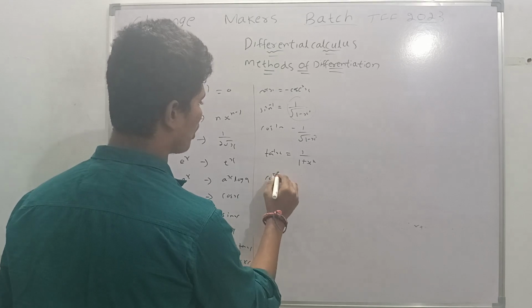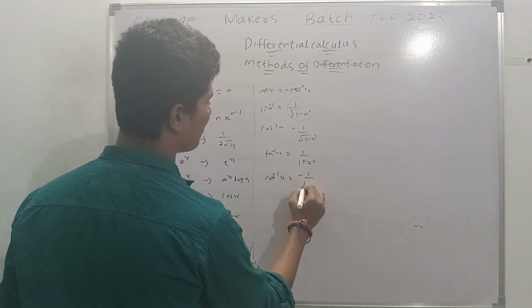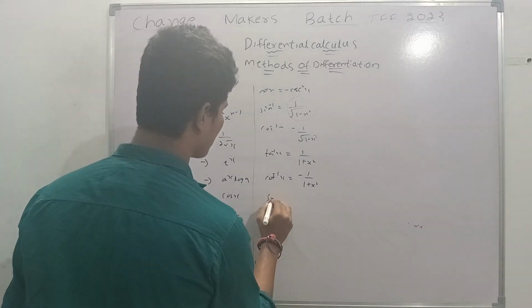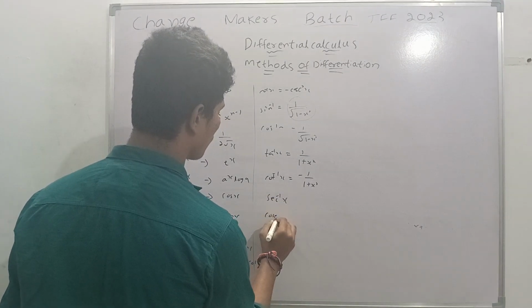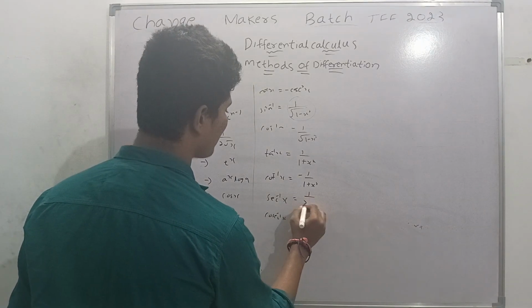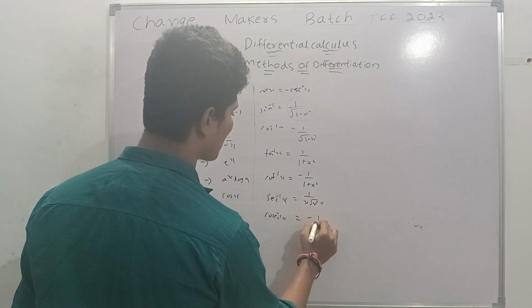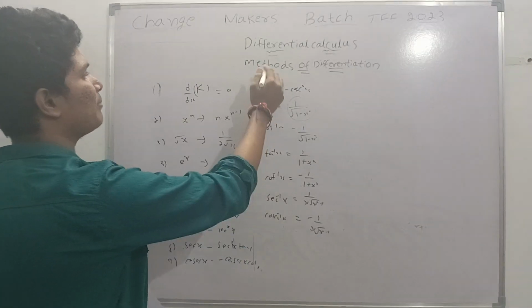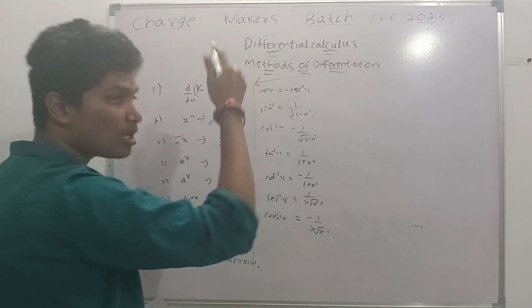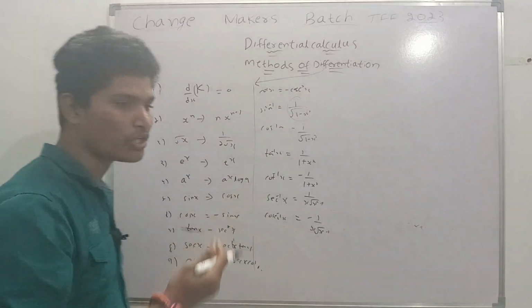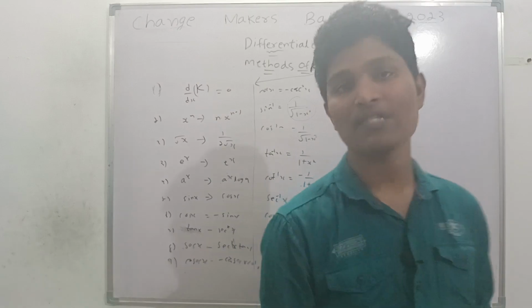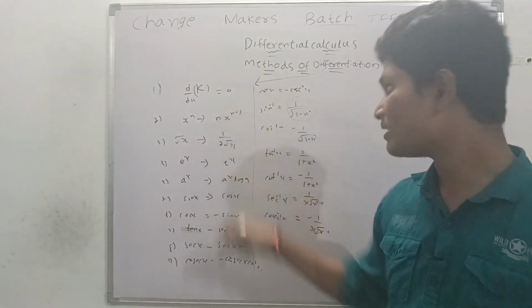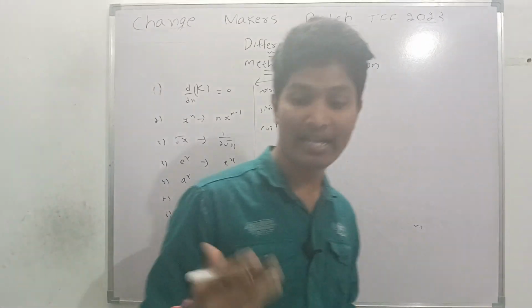Next, cot inverse x. For cot inverse x, that is minus 1 by 1 plus x square. Next, sec inverse x is 1 by x root x square minus 1, and cosecant inverse x is minus 1 by x root x square minus 1. These are all the formulas which came in methods of differentiation. These are not the methods themselves; these are useful things, the basics for doing the differentiation of any function.